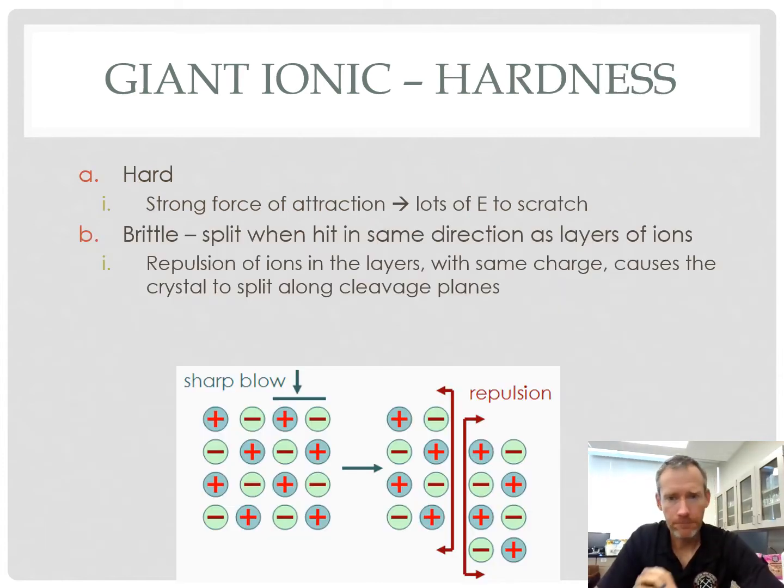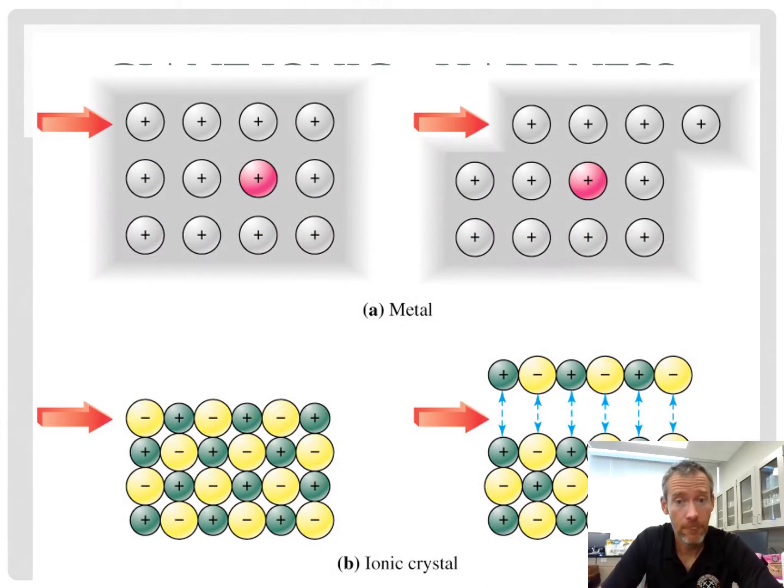Basically, all you need to know is giant ionics are very hard, and they will split, meaning they're brittle. So you do need a strong force to split them. In metals, they're more ductile, meaning they're going to change shape, whereas ionic crystals will completely break. So there's a difference between metals and ionic structures: metals are going to bend and are malleable, so the layers just slide, whereas ionic crystals are going to break.